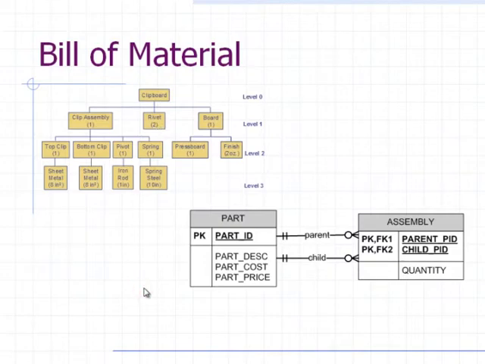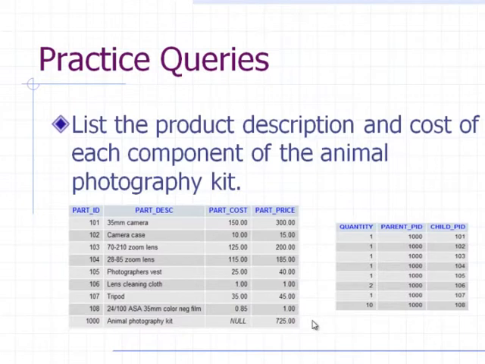A little bit simplified example is here. We have a few different parts, and here there is an assembly table, which is a little bit simplified because we have only one parent. So for the one parent, 1000, how many children do we have? We have child items 101, 2, 3, 4, 5, 6, 7, 8.